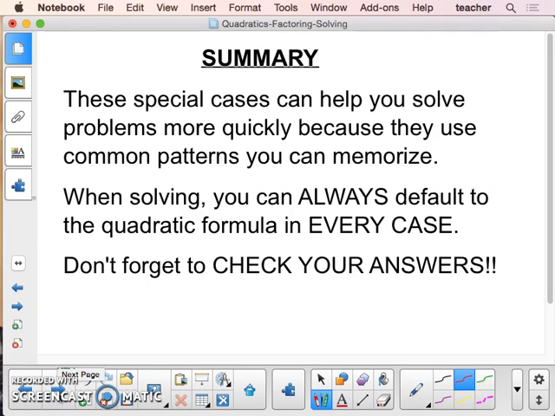Remember that these special cases can help you solve problems more quickly because they use common patterns that you can memorize. When solving, you can always default to the quadratic formula in every case. Don't forget to check your answers. If you're finding x, if you plug that value back into the original equation, you should make a true statement. If you don't, you've done something wrong.